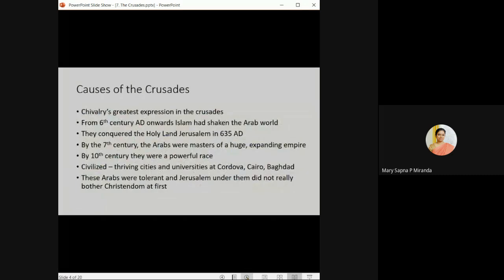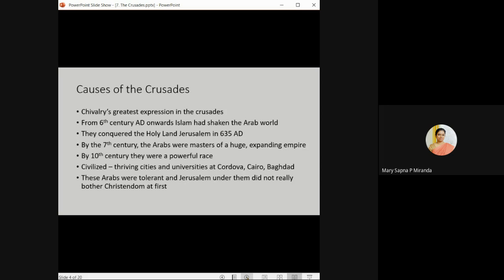So now, what were the causes of the Crusades? Crusades have been described as the greatest expression of chivalry, and this came to pass because of the onslaught of Islam. From the 6th century AD onwards, Islam had shaken the Arab world. They conquered the Holy Land, Jerusalem, in 635 AD, and by the 7th century, the Arabs were masters of a huge expanding empire. These Arabs had also converted to Islam, and their kingdoms were expanding.